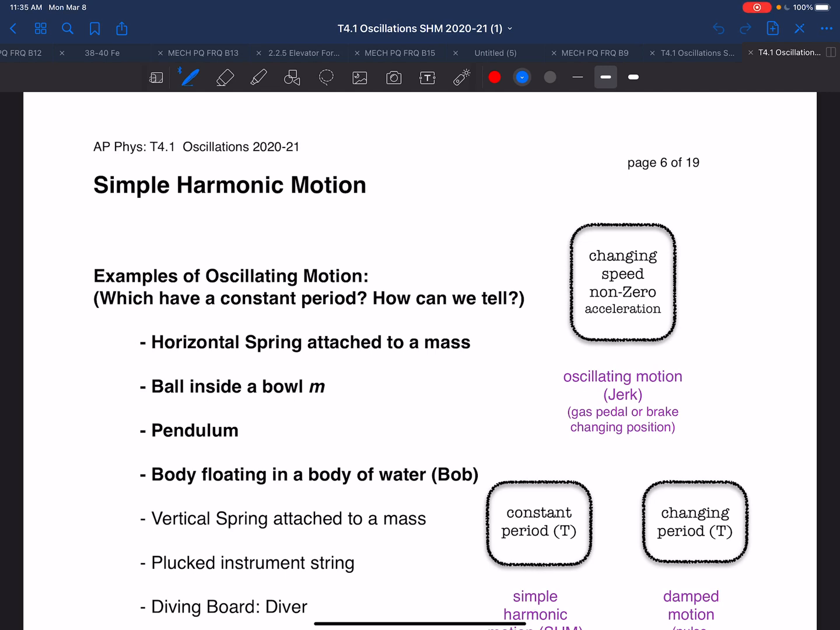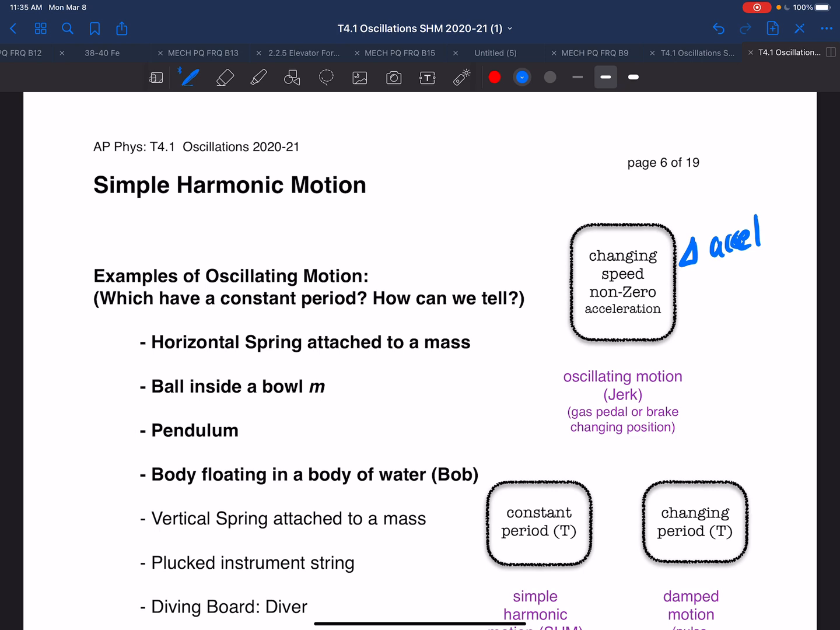This installment, we're going to look a little more in depth as to what we mean by simple harmonic motion. In a previous lesson, we introduced this. We spoke about changing acceleration when the speed is changing. So we have some acceleration that is changing. It creates an oscillating motion, so there is jerk involved.